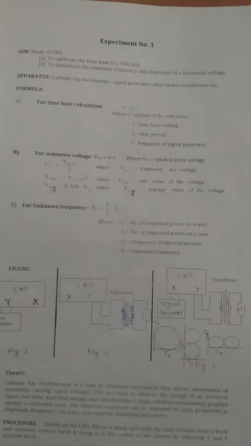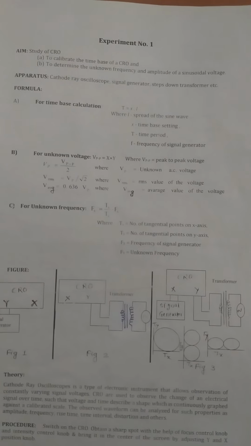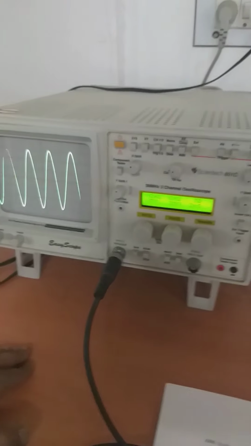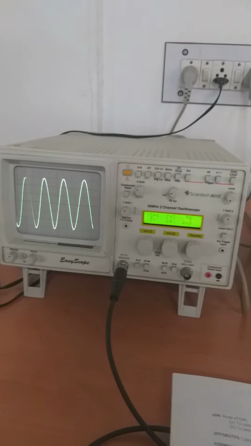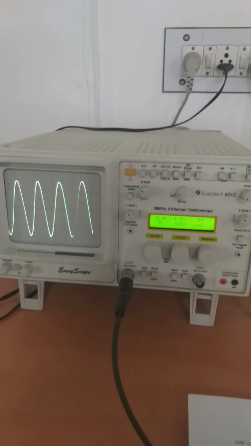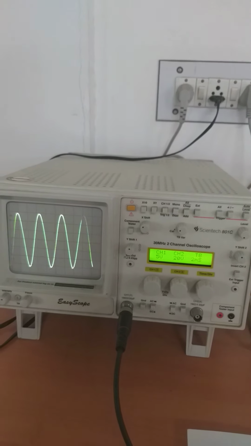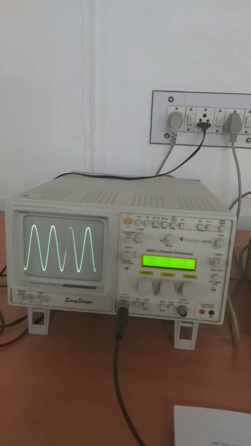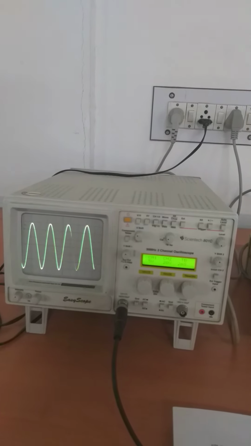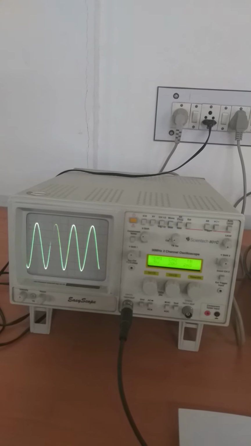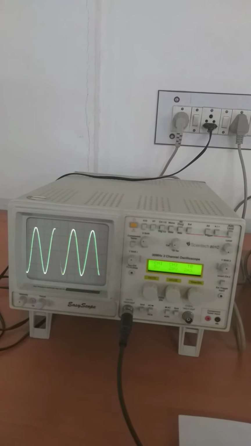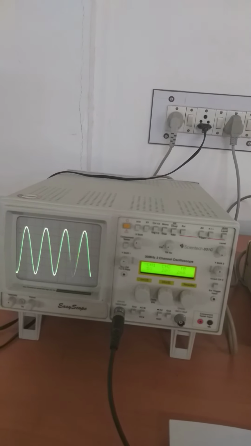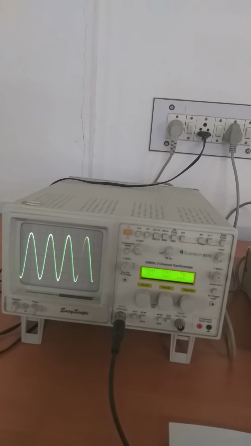CRO is nothing but the cathode ray oscilloscope. Now I am going towards the apparatus. Here you can observe this is the CRO. All of you are able to see the various waveforms on the screen of the CRO. Okay, so basically what is a CRO? CRO is the cathode ray oscilloscope, which is used as an electronic measuring instrument in which you can measure the AC voltage, DC voltage, and find the various waveforms, the shape of the waveform.